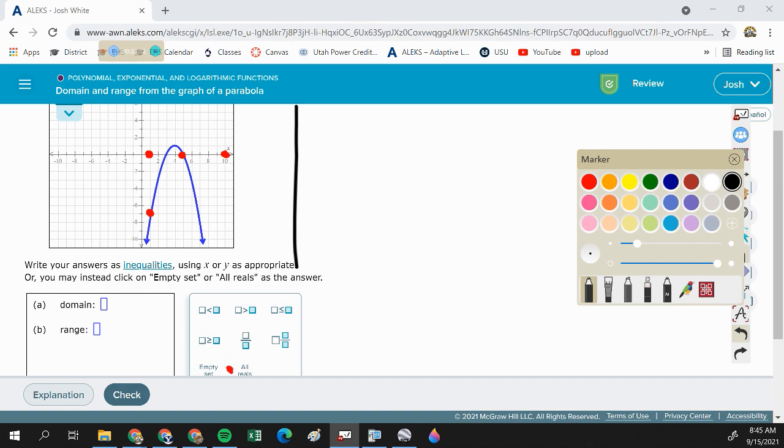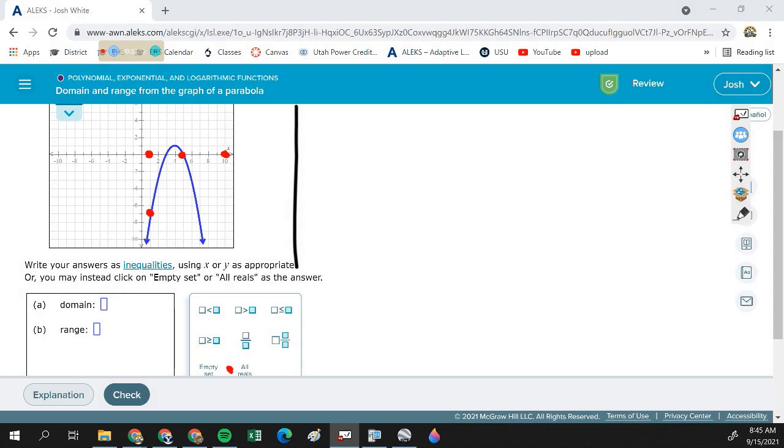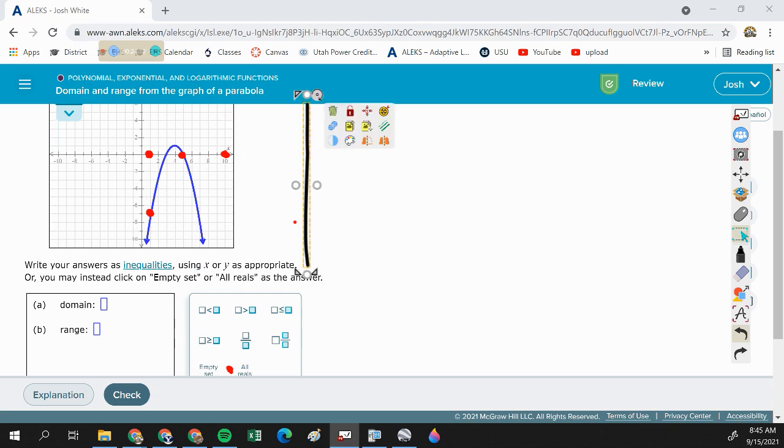So when I look at domain, I like to think, if I take this vertical line and I move it around, will that line ever miss the graph? Is it going to hit over here? Yeah, it'll hit way down low. So the domain in this case would be all real numbers.